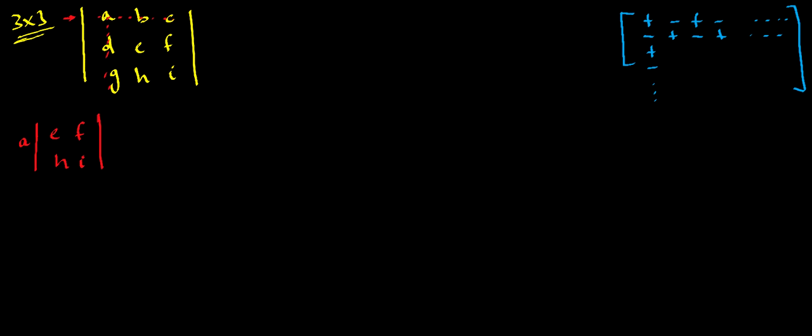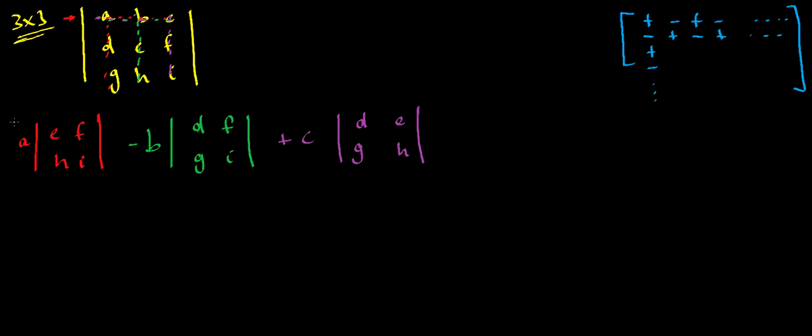Okay, then you move to the second entry, which is going to be B, and B has a negative sign. Then you hide the row of this entry, the column of this entry, and you find the determinant of this matrix, which is D, F, G, I. Then you go to the last entry in the row you picked, which is going to be C with the positive sign. You hide the row of the entry, the column of the entry, end up with D, E, G, and H. And after you do this whole computation, you get the determinant of this matrix.